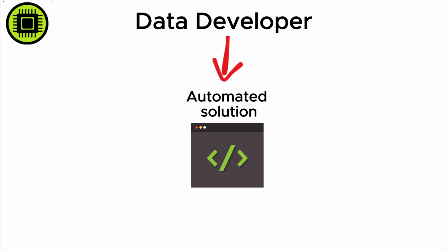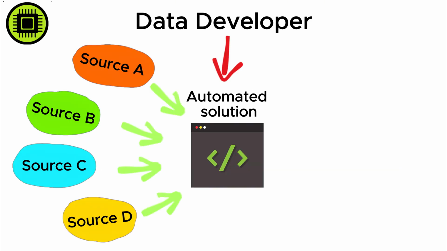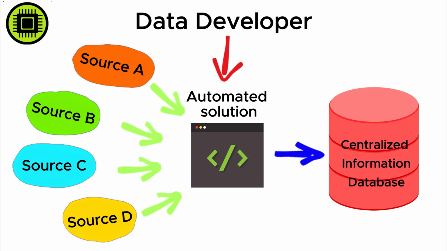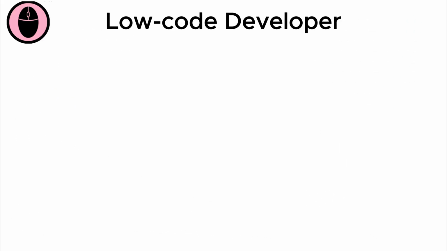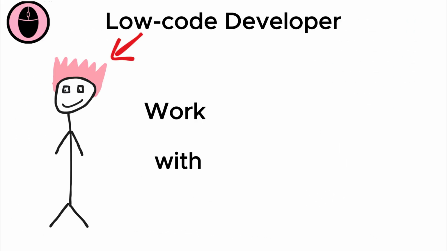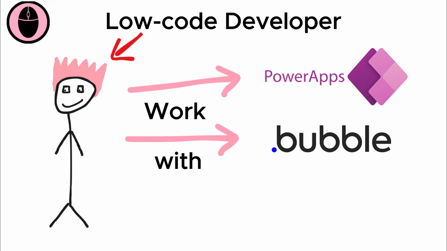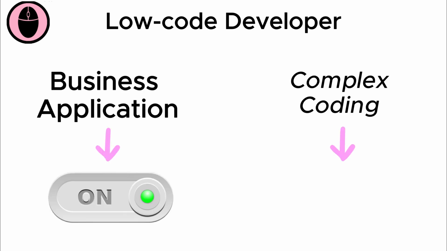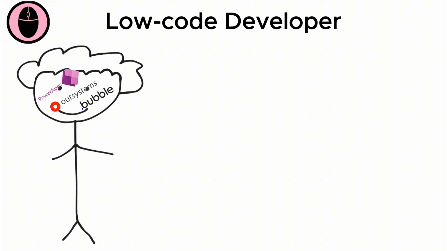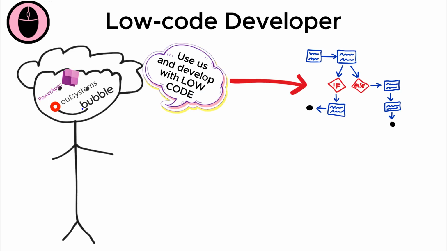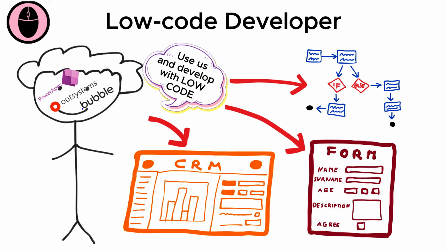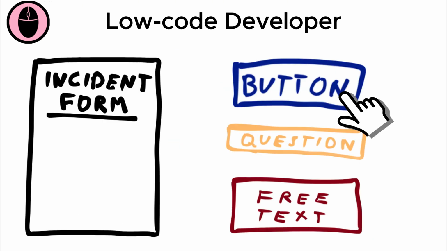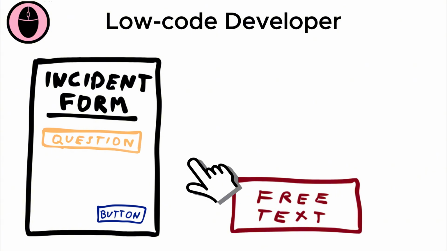For example, they might create a pipeline that collects customer data from multiple sources and organizes it into a centralized database for analysis. Low-code developer. Low-code developers use visual tools like Power Apps, Bubble, or OutSystems to build applications quickly without writing traditional code. These platforms let developers create workflows, forms, and even full applications by dragging and dropping components or configuring properties.